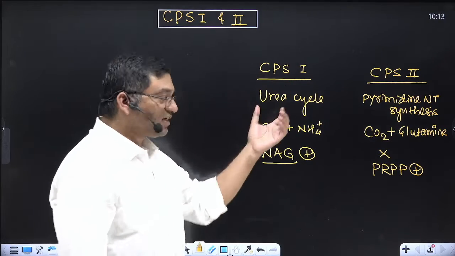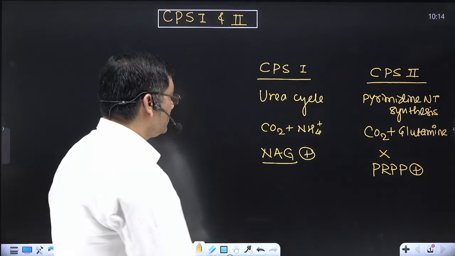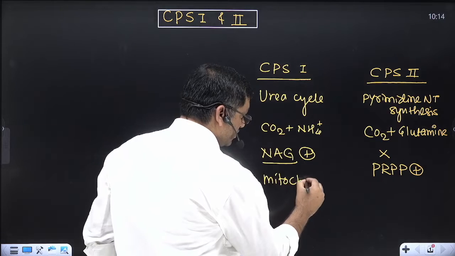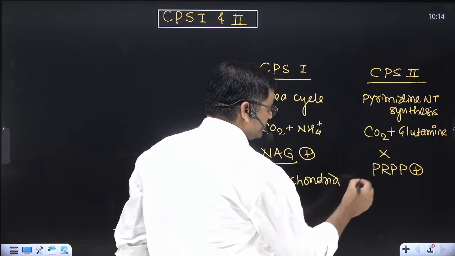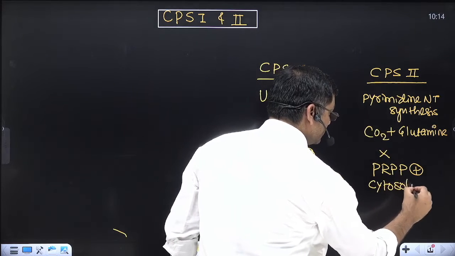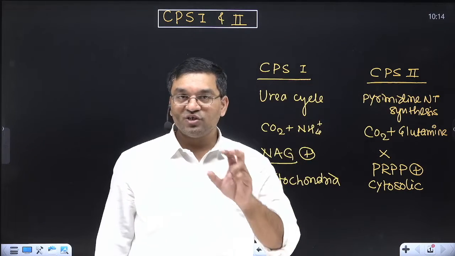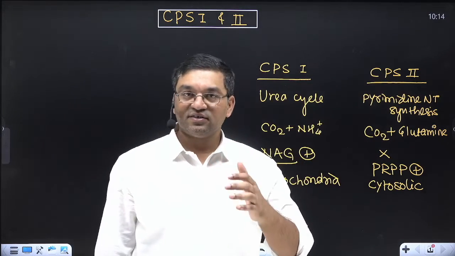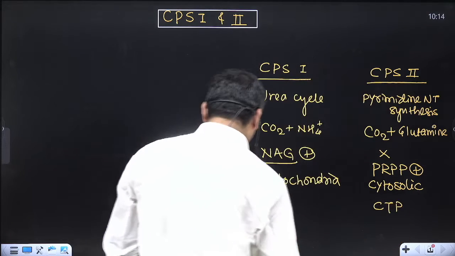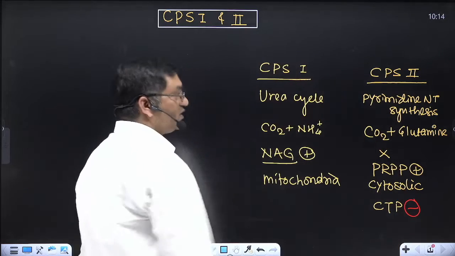CPS1 is of the urea cycle. The first two reactions of the urea cycle occur in the mitochondria, so it is a mitochondrial enzyme. CPS2 is cytosolic. Pyrimidine synthesis occurs in the cytosol. And this CPS2 is under feedback inhibition by cytidine triphosphate.